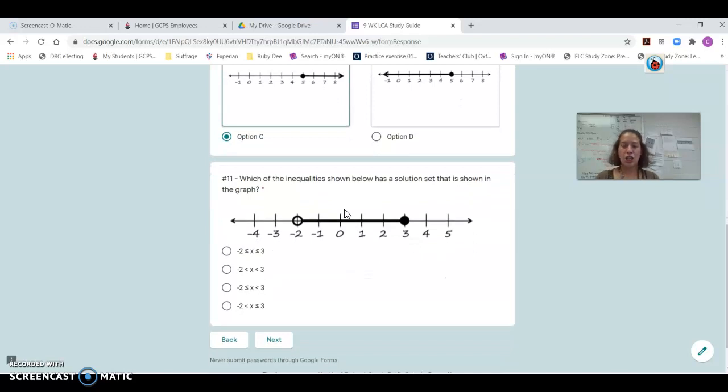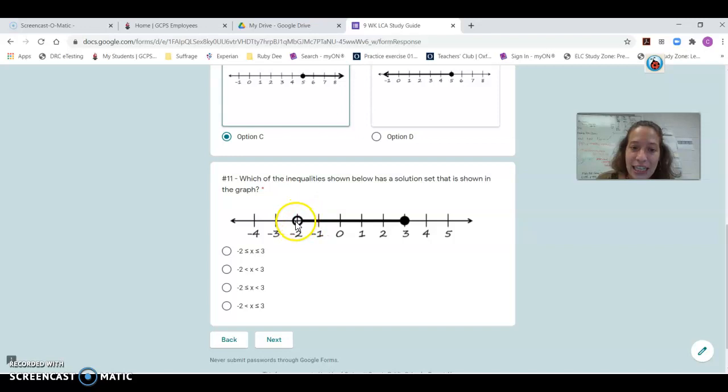So this one is super easy. It looks hard, but it's so easy. You're looking for the answer choice that represents what you see. I see a circle on -2, and I see a circle on 3. So I see that my answers live between -2 and 3. I look at all my answer choices, and they all have those numbers. You see that? -2, 3. But what's different is the symbols. So we need to choose the symbols that match the picture.